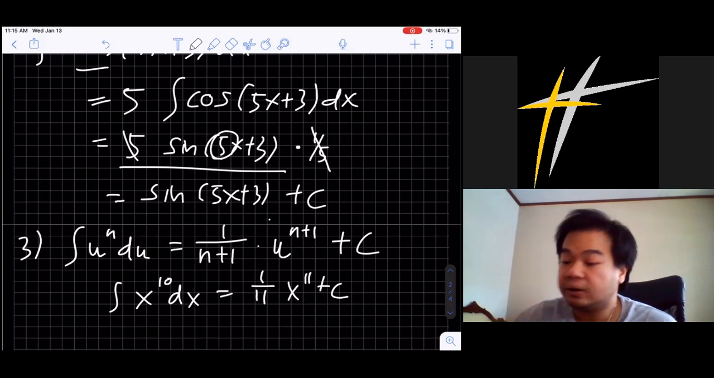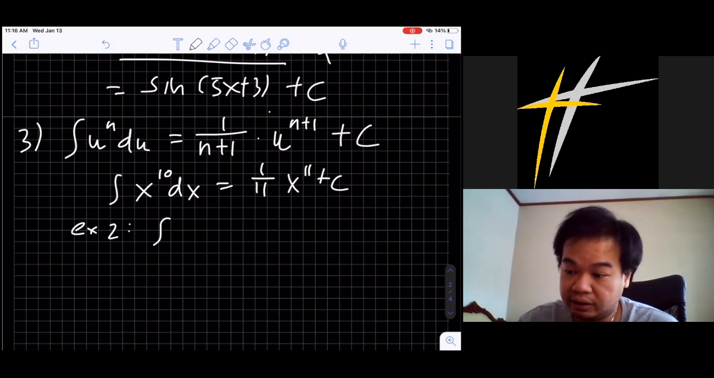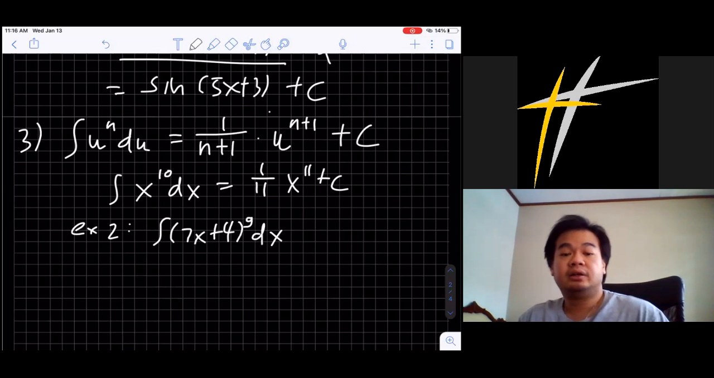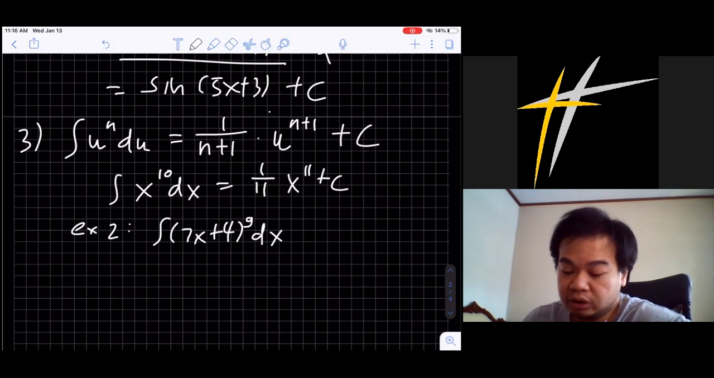Now let's look at example 2. Example 2 is the integral of 7x plus 4 power of 9 dx. Now this is a composite function. Again, be careful with the chain rule. Be careful with the derivative of the inside function. So the outside function is a power function, right?